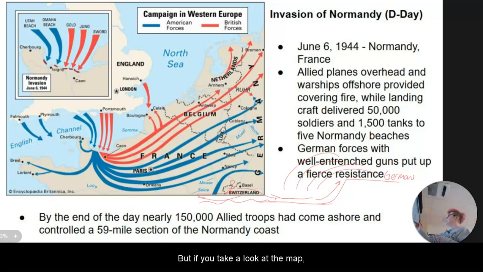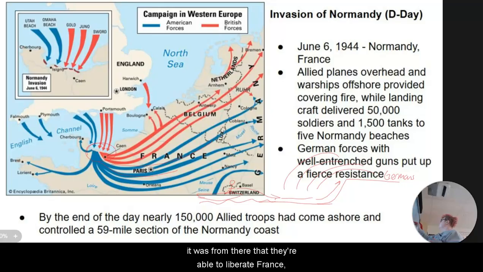But if you take a look at the map, you see that so many of them landed, and once they were able to land, it was from there that they were able to liberate France, liberate Belgium, and go into Germany.